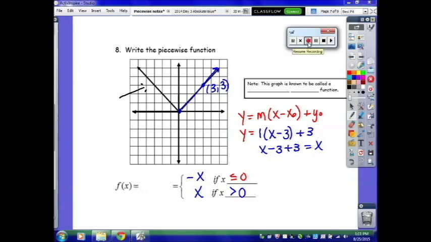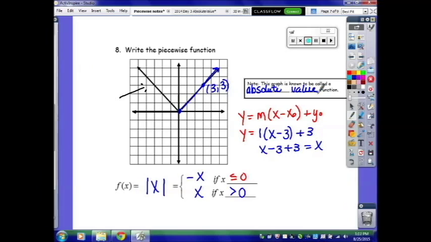Now this piecewise function has a special name. This V shape tells us that this is an absolute value. So absolute value can be written with this notation. So this graph is also known as the absolute value graph. And so that's what we're going to be going into next over the next couple of days, our absolute value graphs.